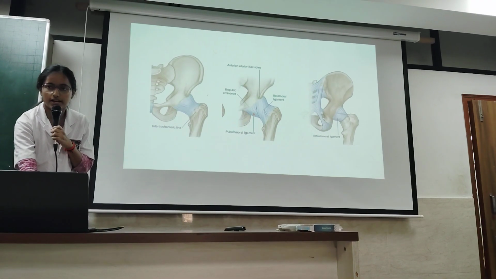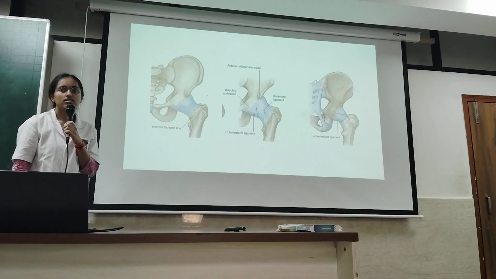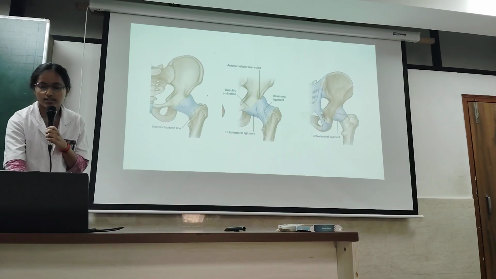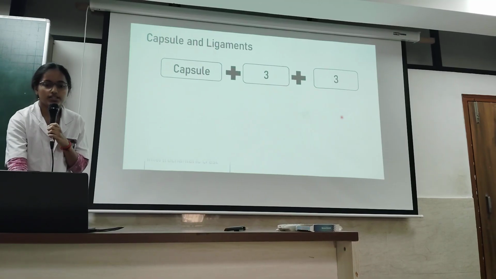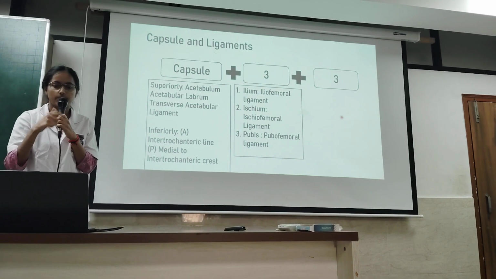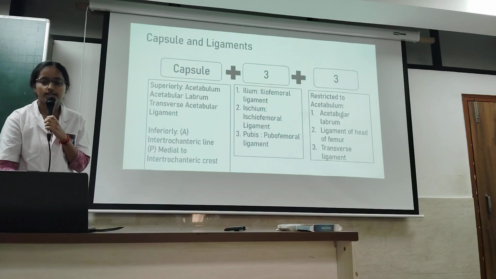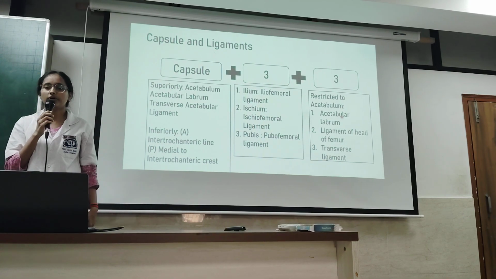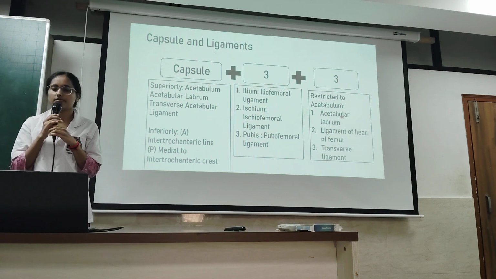Pubofemoral ligament and ischiofemoral ligament. So this is the summary: capsule plus three ligaments joining the hip bone to the femur, and three ligaments restricted to the acetabulum, that is the acetabular labrum, ligament of head of femur and transverse ligament.